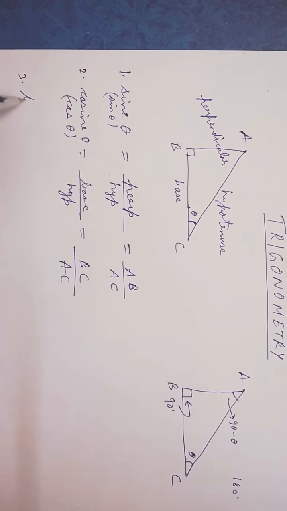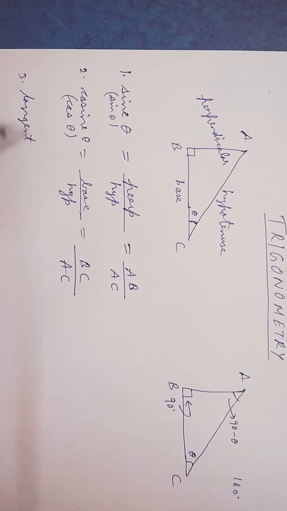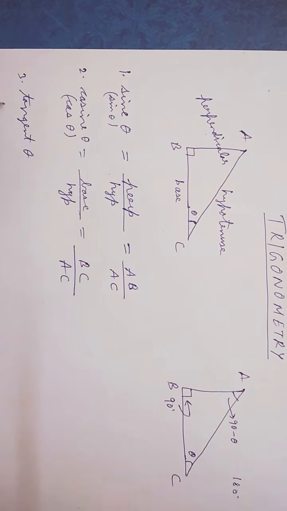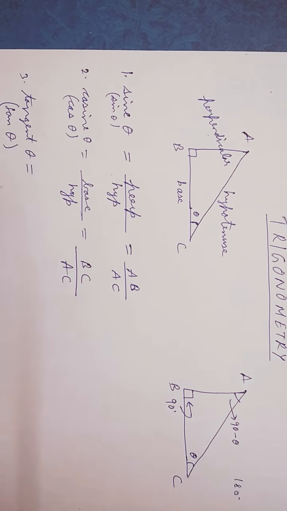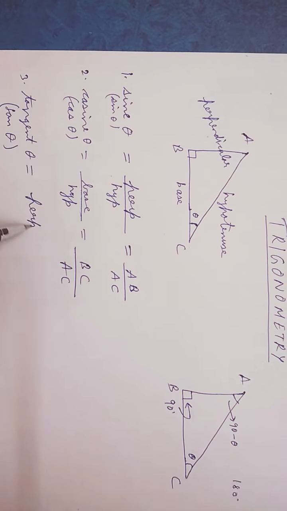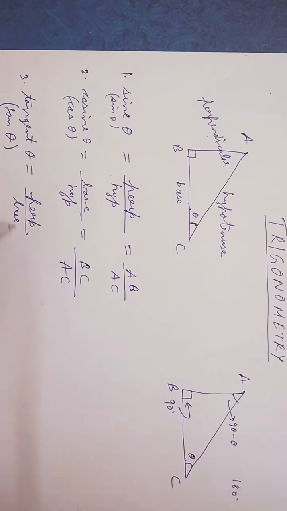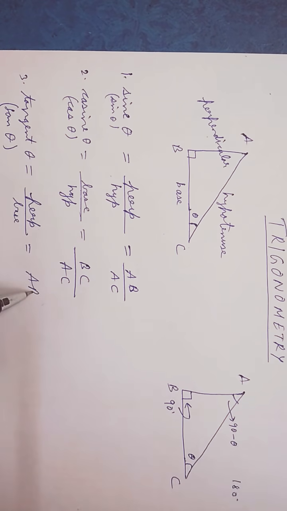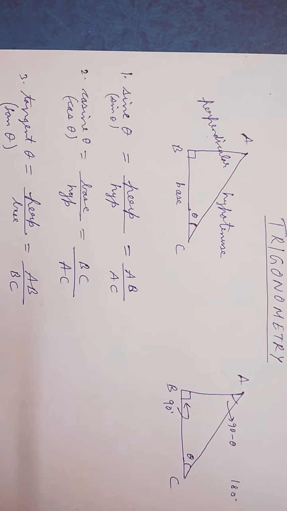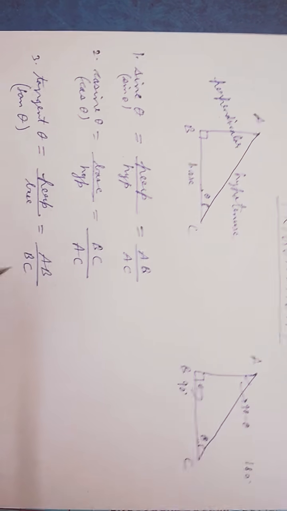The third one is tangent theta, tangent of this angle, in short called tan theta, T-A-N. Tangent is the ratio of the perpendicular to the base. Perpendicular is AB, base is BC, so AB by BC.